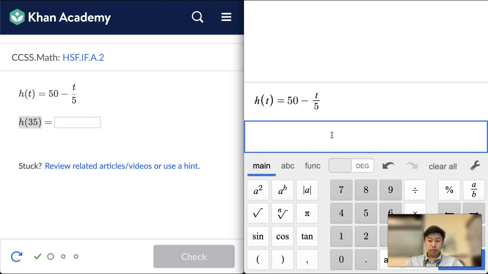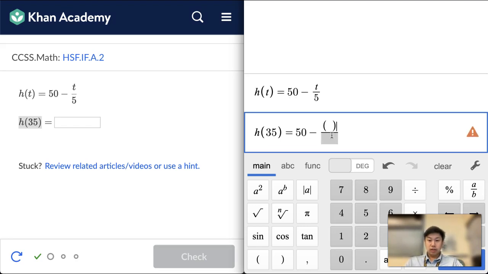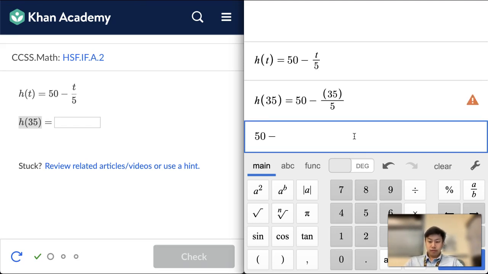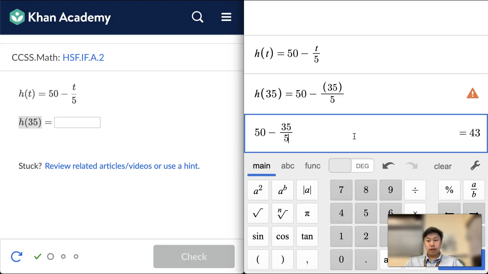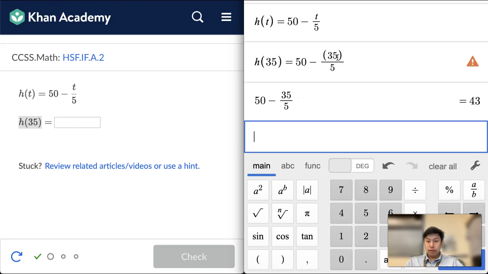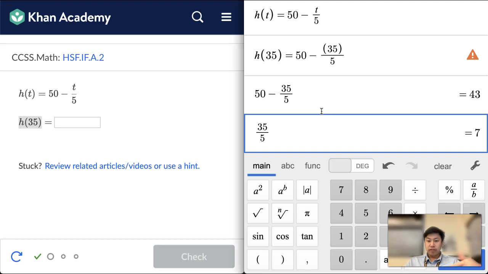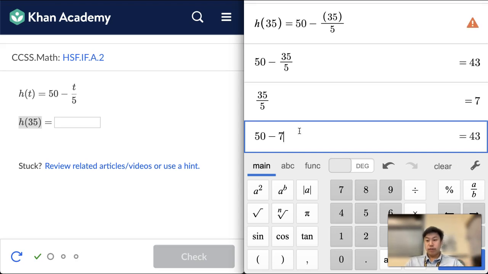Okay, so let's follow this. We have h of 35 should be equal to 50 minus, I'll put in empty parentheses, t over 5. Notice how I left that blank. So 50 minus t over 5. My t value is 35, so I'm going to evaluate it at 35. The same thing as that gives me 43. Again, you can break it down if you want. If you just want to figure out what 35 over 5 is, that's going to be 7. 35 divided by 5 is 7, and then you take your 50 minus 7, you still get 43.